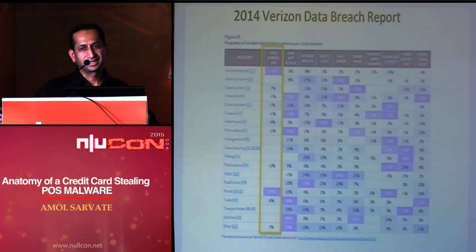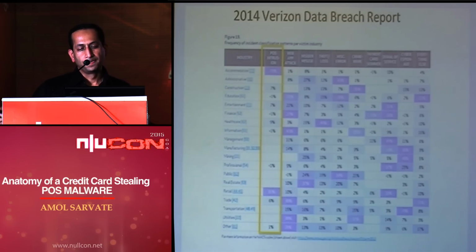And again, the slides will be available at nullcon's website, so if you cannot see it that clearly, that's fine. So about 75% of intrusions in the accommodation industry were due to POS intrusions, and that was followed by retail, which was 31%, and so on and so forth.